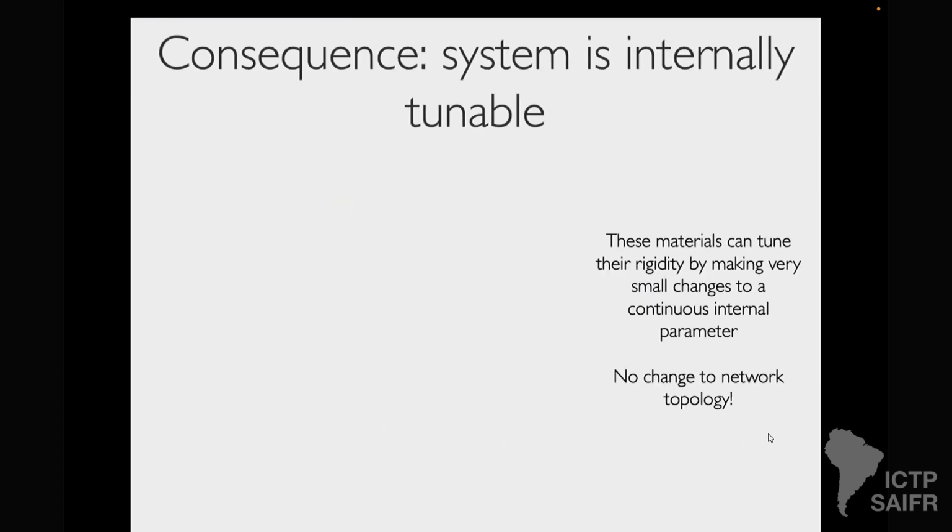So what is a consequence? The system is internally tunable. These materials can tune their rigidity very carefully by making small changes to a continuous internal parameter. Unlike jammed packings, where you have to change your number of contacts and you get lots of rearrangements on your way to the final state, in these systems you keep a totally fixed network topology, always under constraint. By tuning an internal parameter, you can drive the system very carefully to a rigidity transition.